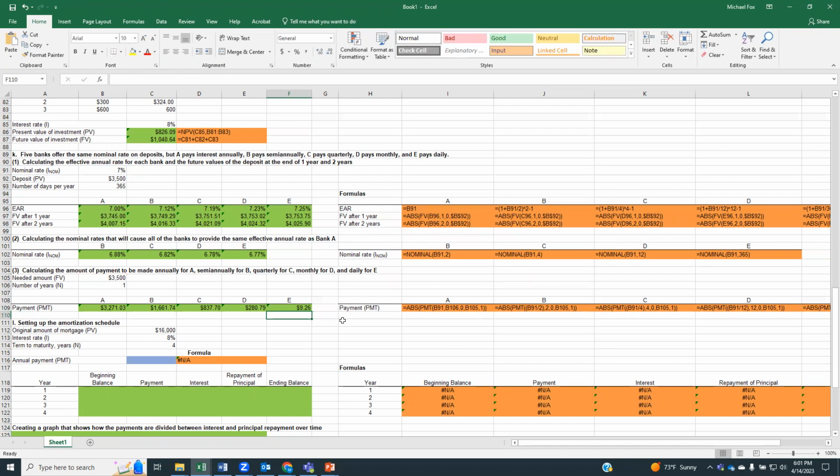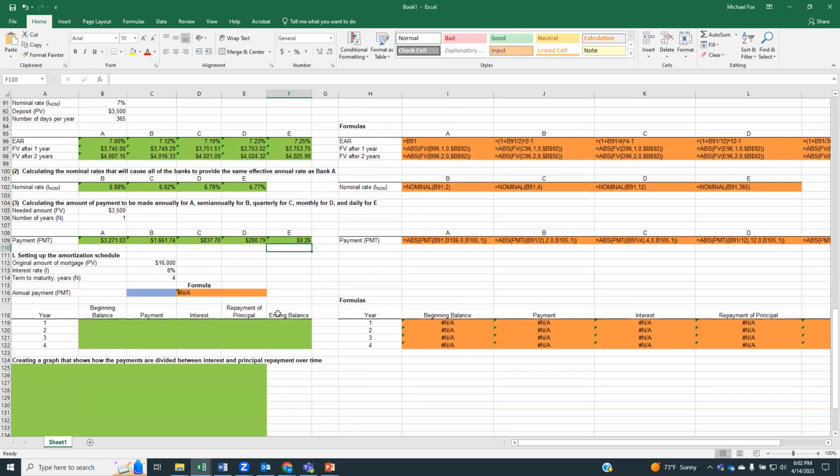Okay, so in order to pay an amount equal to 3,500 in a year, if we pay at the beginning of the year and interest rates are 7%, we could pay 3271 in one payment, or 1661 in semi-annual payments, or 837 in quarterly payments, or 280 in monthly payments, or 926 in daily payments. That's what that's for. And you can think about how that would get used in like a banking sort of situation.